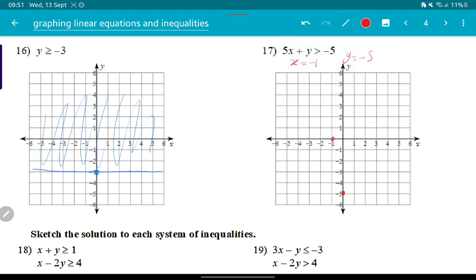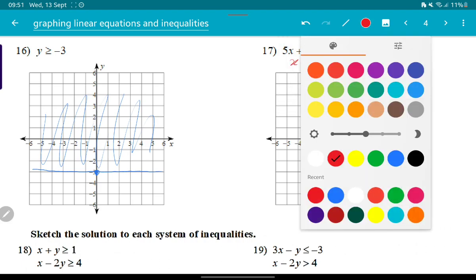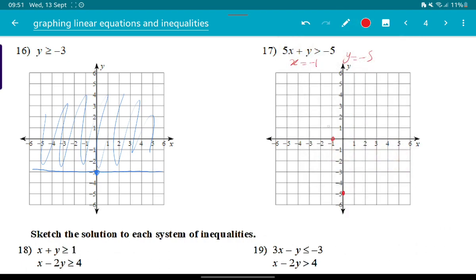Then is it dotted or solid? So this is dotted. Why? Because this is only greater than, there is no equal. Now the part for test of this point, 0 plus 0 is greater than negative 5, yes. So we should take the part that contains 0.